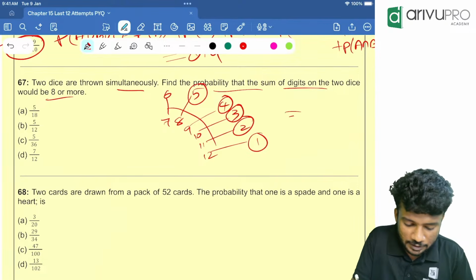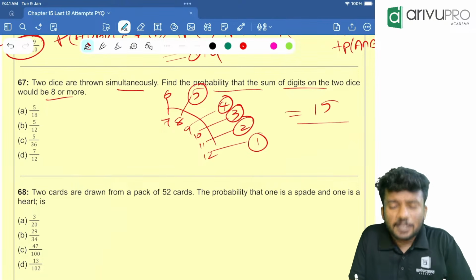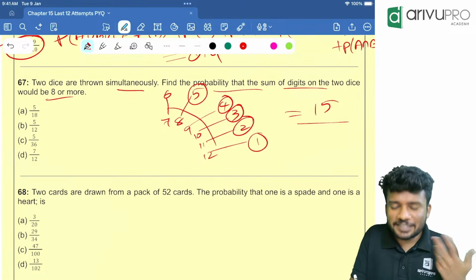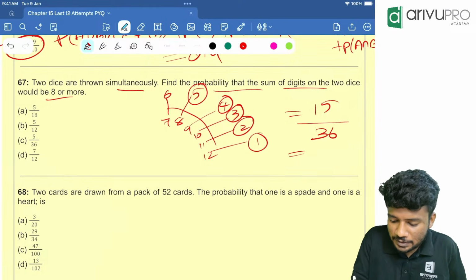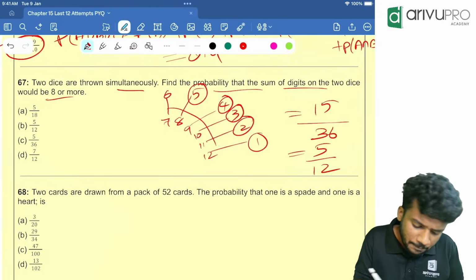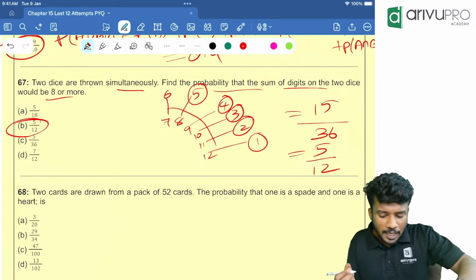The numerator is 15 divided by. So 2 dice are thrown means total sample space is how much? 6 square, that is 36. So 15 divided by 36. That means 5 divided by 12. Option B is your answer.